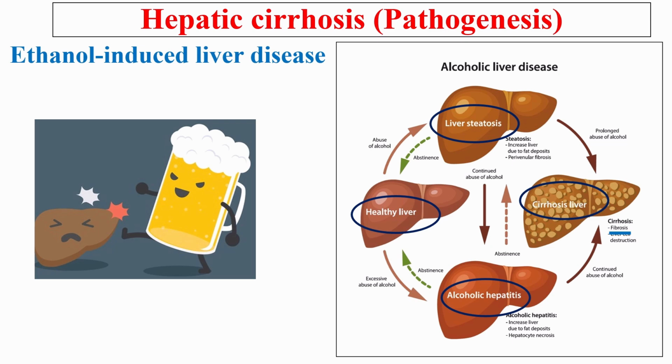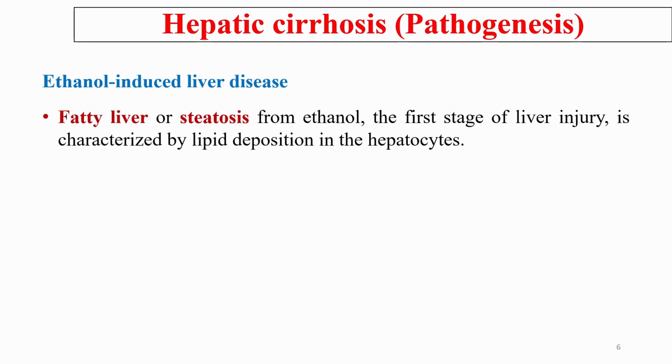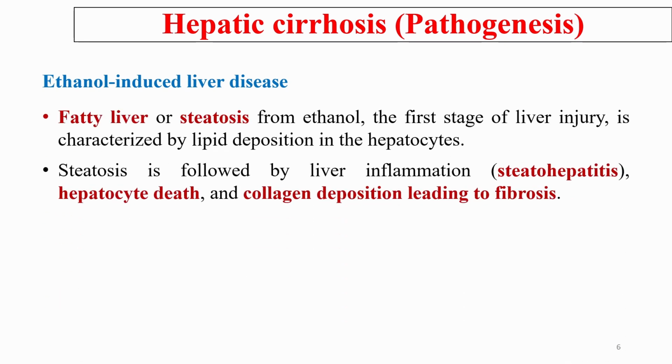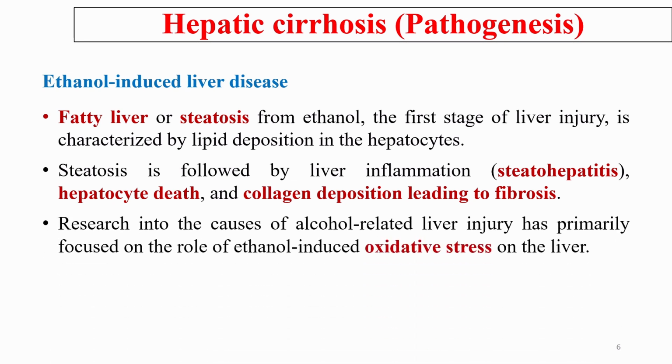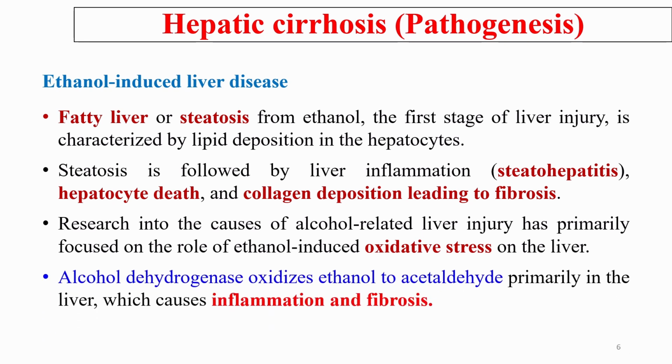Alcohol metabolism produces acetaldehyde, a toxic byproduct that causes oxidative stress, damaging cellular structures and promoting fibrosis. In this slide, we dive deeper into the biochemical process. Ethanol is metabolized in the liver by alcohol dehydrogenase. This produces acetaldehyde, a highly reactive and toxic compound. Acetaldehyde triggers inflammation and stimulates collagen deposition, leading to fibrosis.